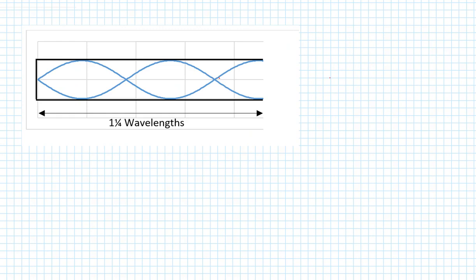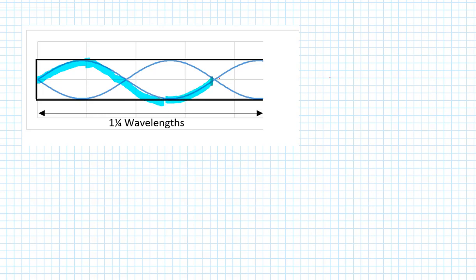The next longer pipe that gives us a standing wave would look like this. And if we trace this wave, we have 1/4 of a wavelength to that point, and another quarter to this point. So that's half of a wavelength. This gets us out to 3/4 of the wavelength.